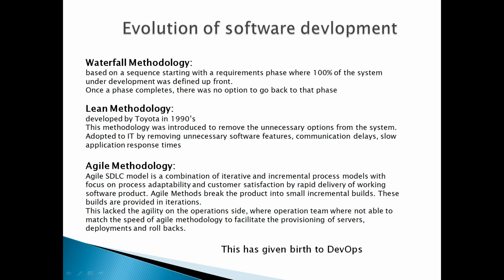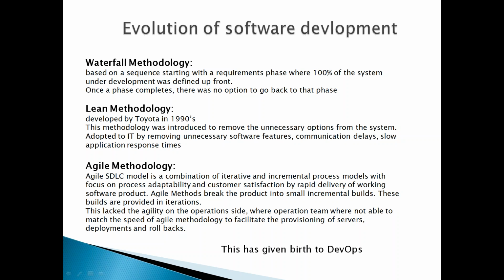In the lean methodology, it was introduced to remove unnecessary options. Suppose you have a software and suddenly the customer tells you, I need all this. They used to talk to the customer and say, okay, these features are not required, and they removed unnecessary software features and communication delays. In the lean methodology, people started communicating with chat-based messengers so that they decreased communication delays. They also concentrated on slow application response times, and if they had any response time issues, they tried to fix them. So the lean methodology was also not very helpful for the current industry.